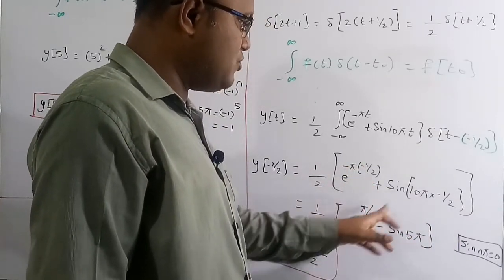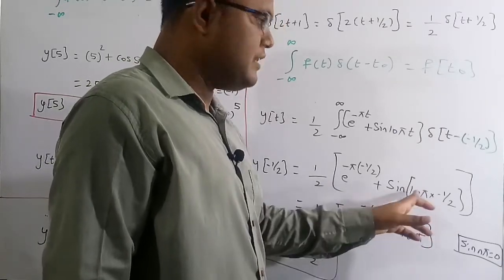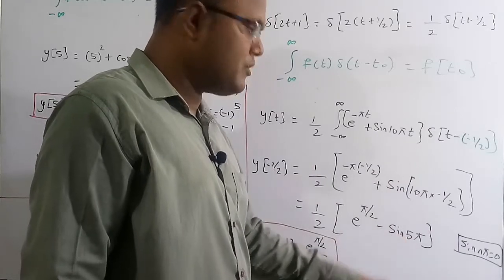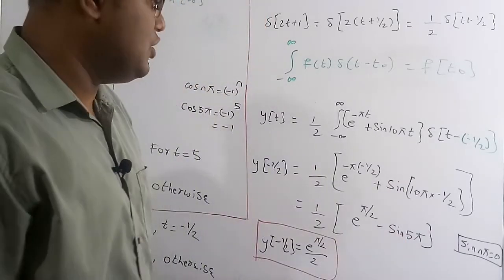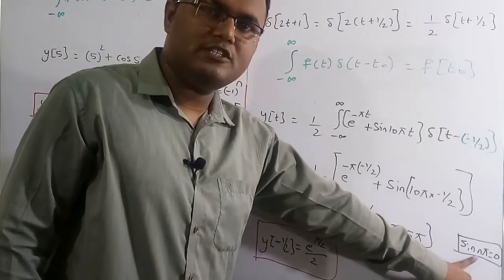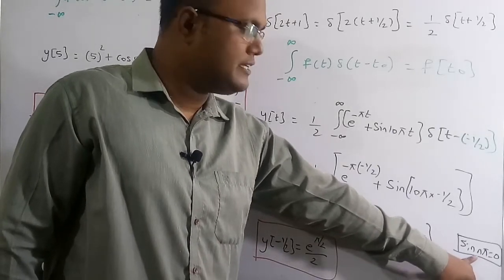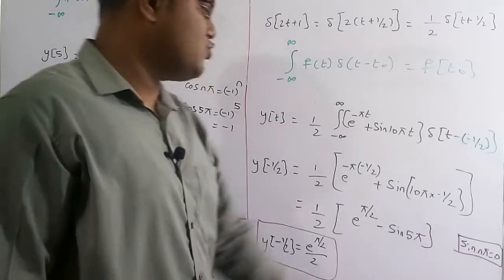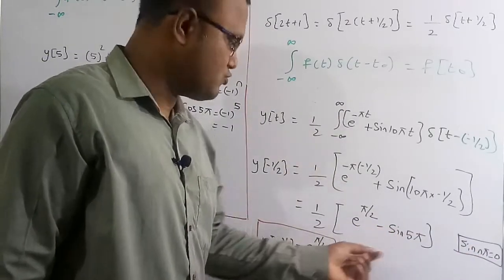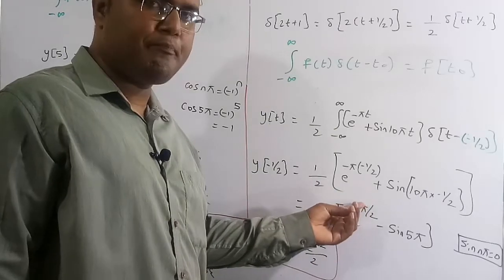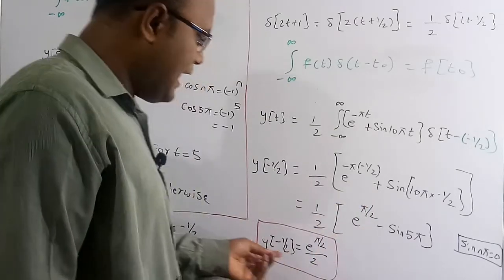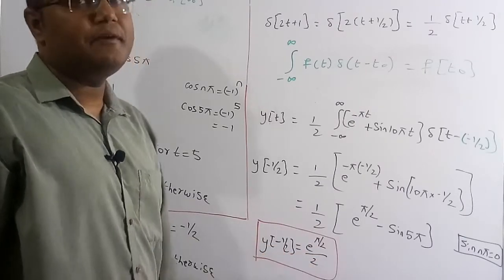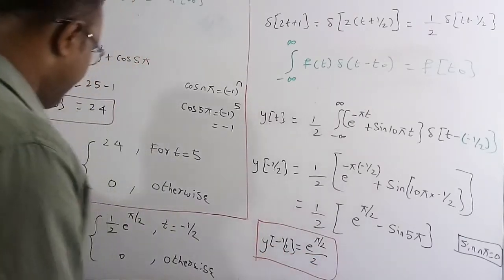So e to the power of pi by 2, and this is nothing but here minus, and 5 pi has a minus, so minus is going to come outside. So minus sine, because sine of minus theta is nothing but minus sine theta. Now sine n pi is always equal to 0, no matter whether n is an even number or an odd number. So sine n pi is nothing but 0 now. So only the non-zero value is e to the power of pi by 2. So at t equal to minus half, we are going to get e to the power of pi by 2, and at all other instances its value is 0, and that is what I have written here.